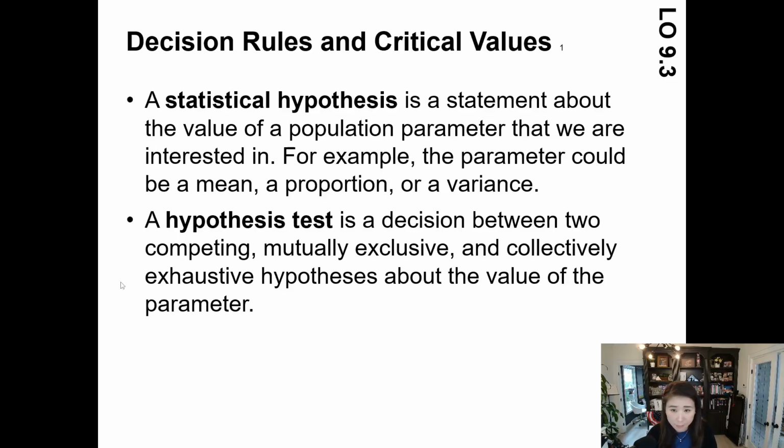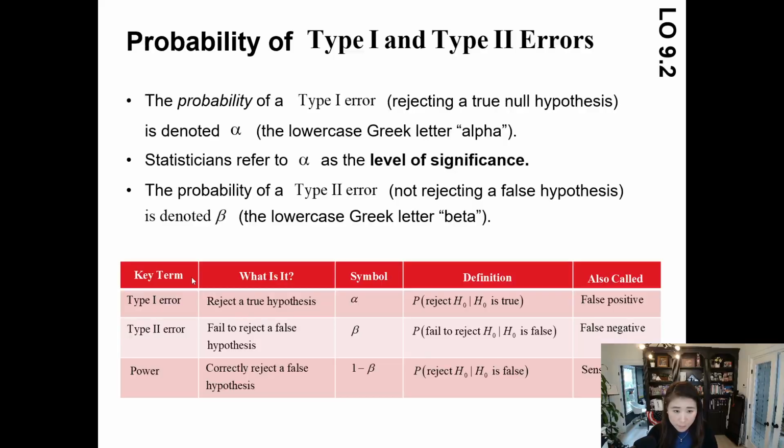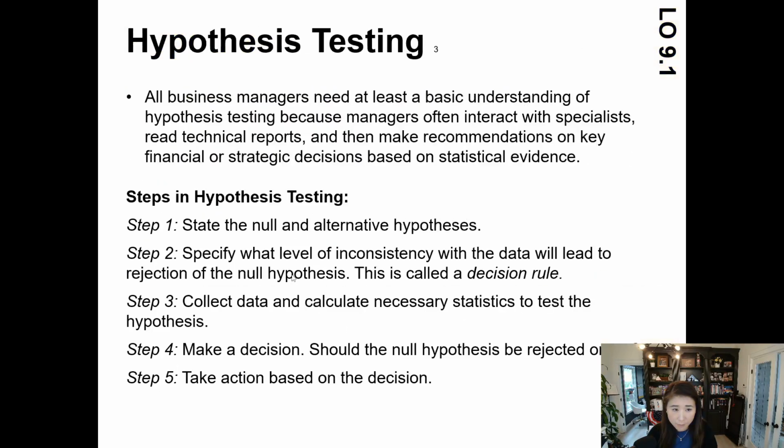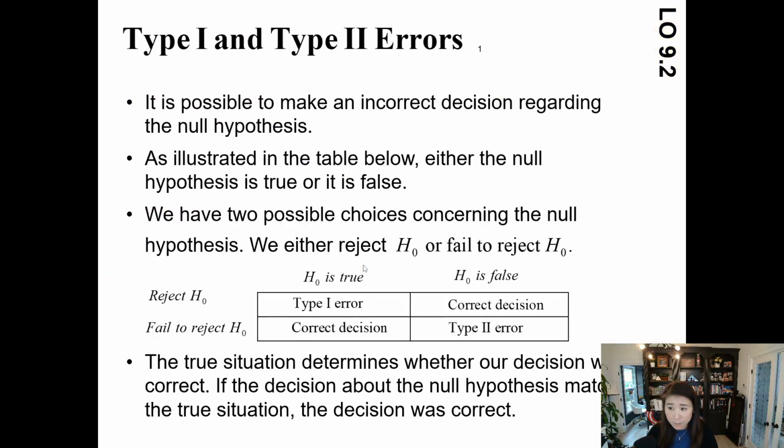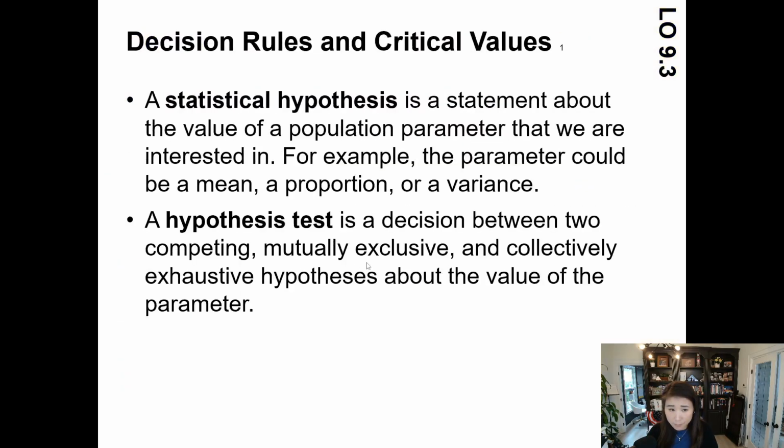Let me go back for the decision rule. Let me show you the very beginning about our decisions. We already learned null and alternative hypothesis, and now we're going to look at our decision rule. So a statistical hypothesis is a statement about the value of a population parameter that we are interested in. For example, the parameter could be a mean, a proportion, or the variance.